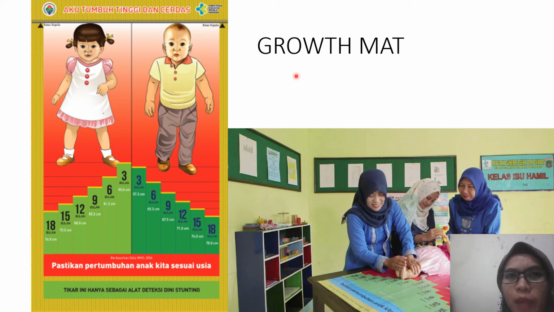This mat is made of thick plastic and there is a picture of boys and girls where the children will be placed according to gender. The mat can be placed on the table when the measurement is taken. In this side, there are fixed boards where the children's head is placed. The position of the child is the same as when we measure body length using a length board.